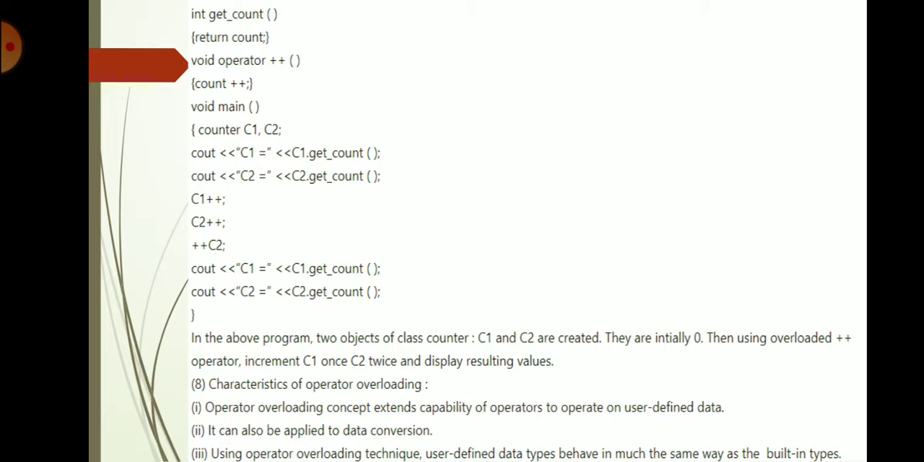which two objects? C1 and C2 are created. They are initially 0, then using the overloaded plus plus operator, we increment C1 once and C2 twice and display the resulting values. Then characteristics of operator overloading.